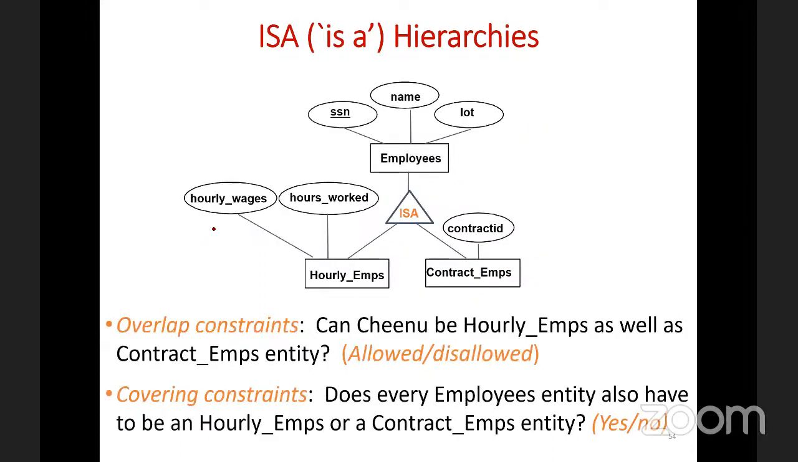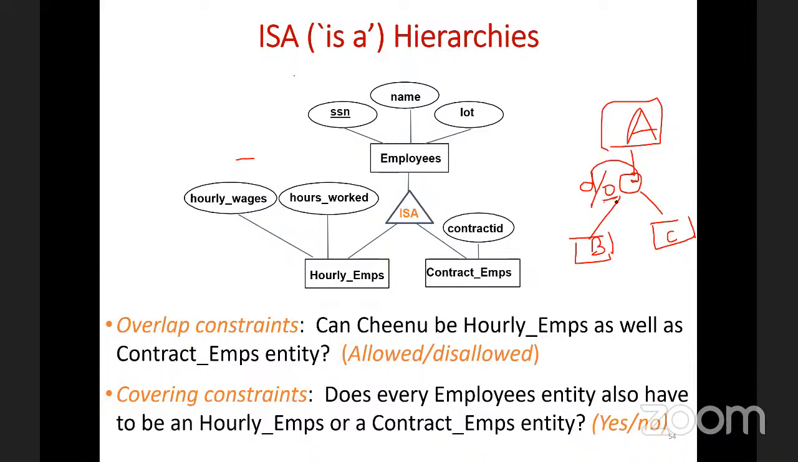Then there may be an overlapping constraint, and there may be a covering constraint. For example, if I am saying that some entity A is a B or C, here we can write either D or O. D is for disjoint, O is for overlapping. Disjoint means that all entities in A will be in either B or C, right? Or sometimes they may not be in either.